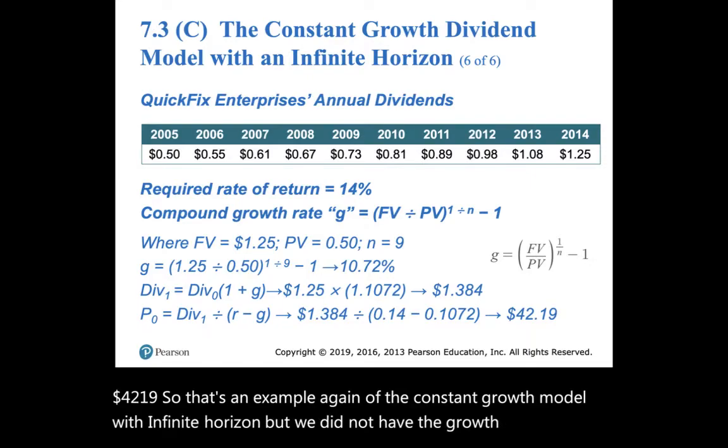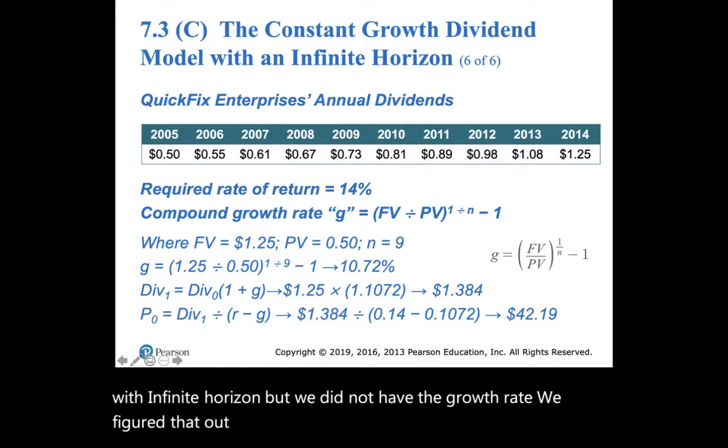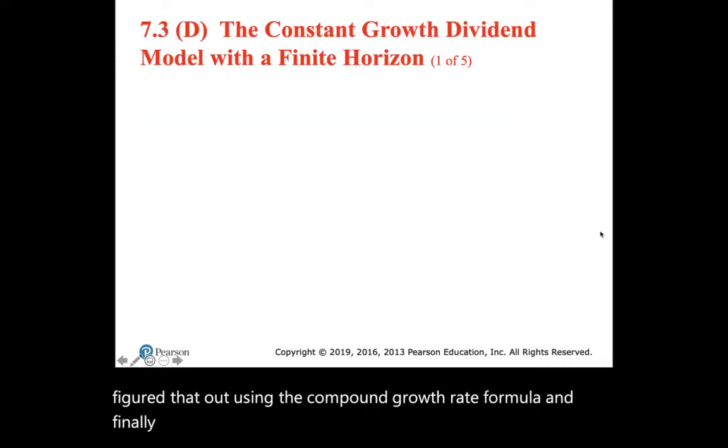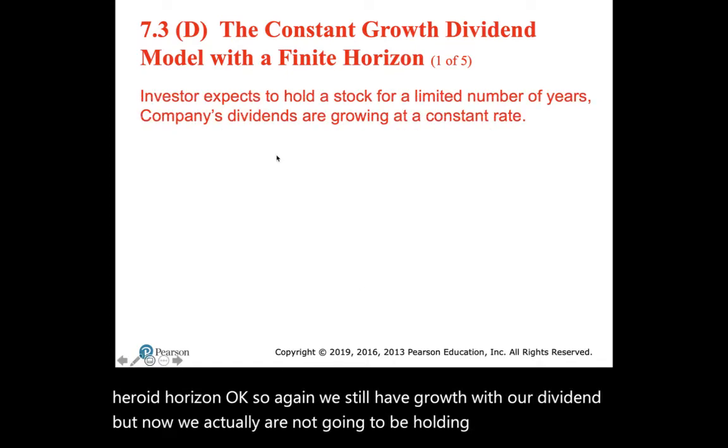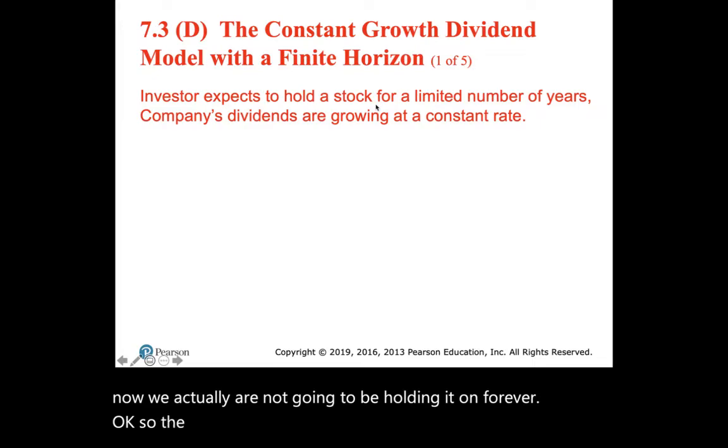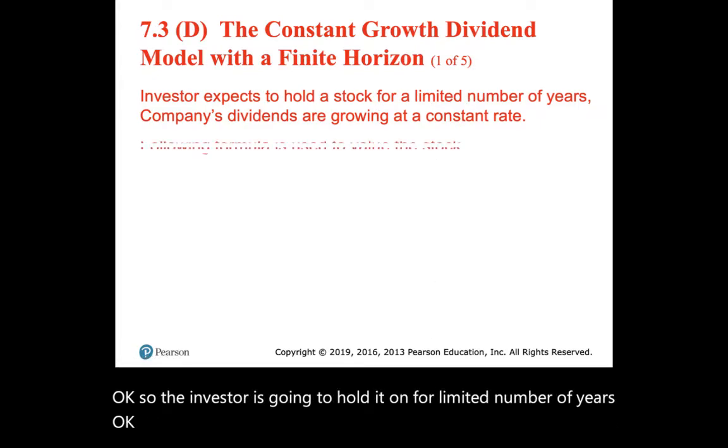We figured that out using the compound growth rate formula. And finally, we have the constant growth dividend model with a finite horizon. Okay, so again, we still have growth with our dividend, but now we are not going to be holding it forever. The investor is going to hold it for a limited number of years. That's important. That's the difference.